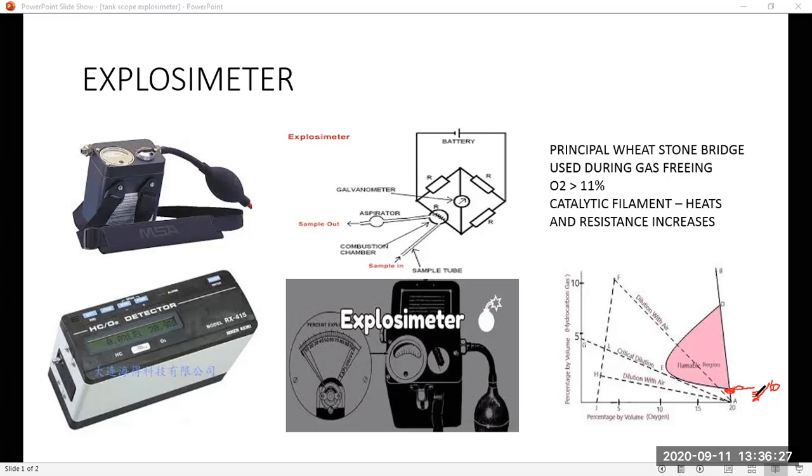If the instrument is showing this one, 80% LEL, that means 0.8% volume of the tank is containing hydrocarbon. So this LEL is divided again in 100 parts, and that is what we measure here. This is your 0 to 100 of this LEL.